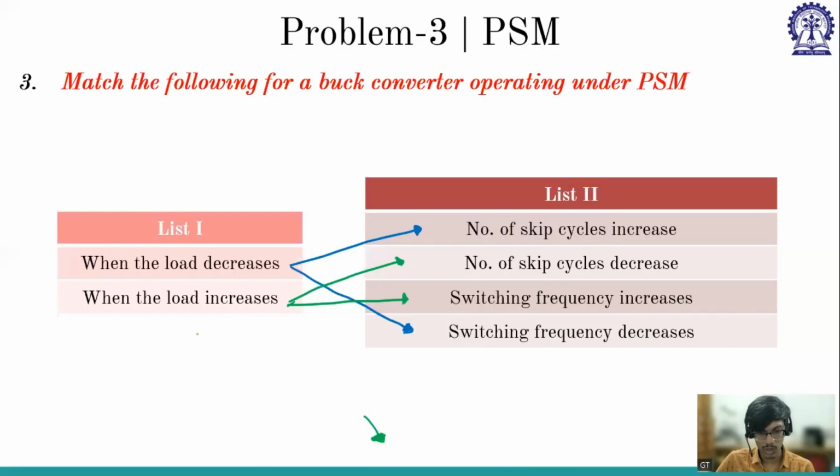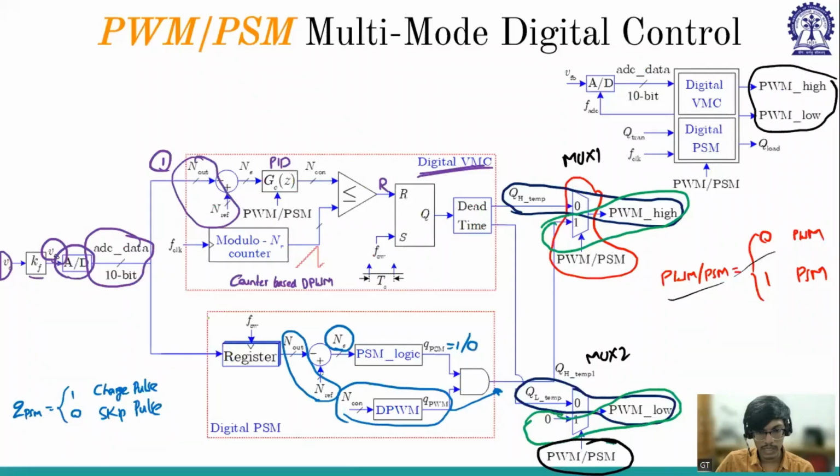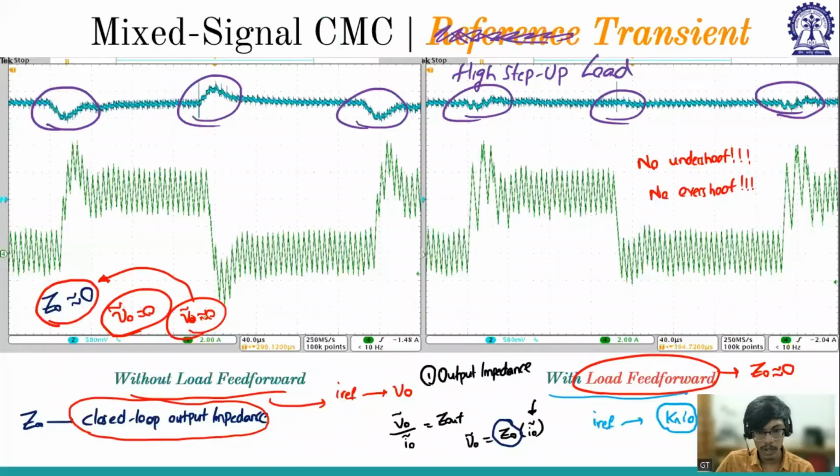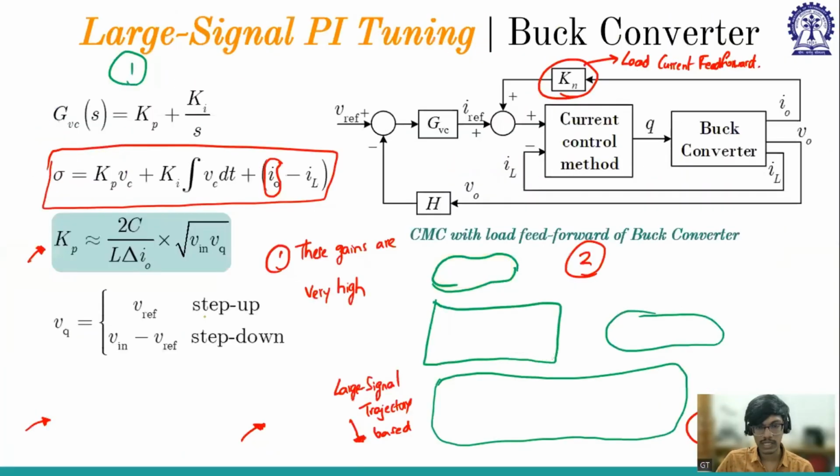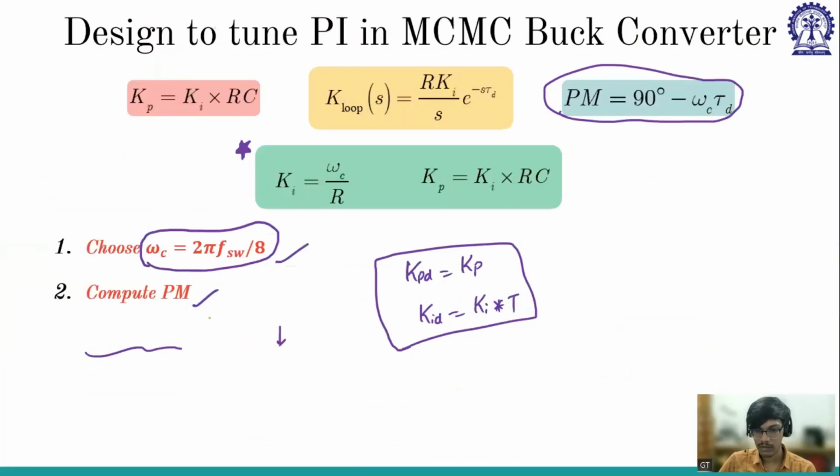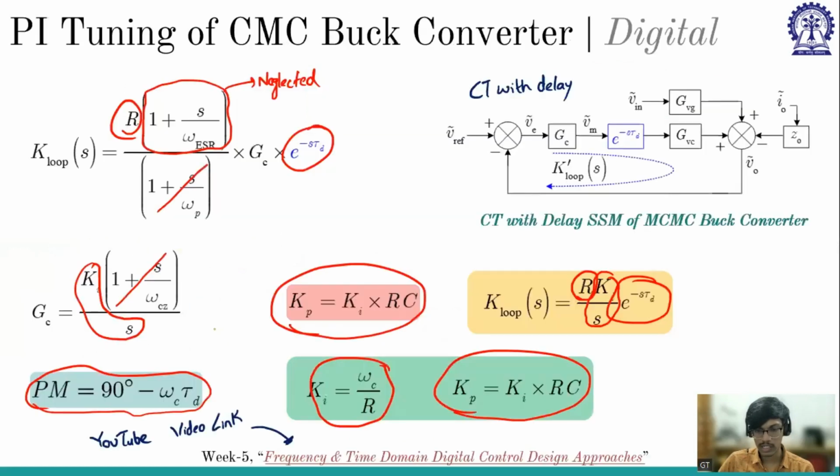Yes, good question. So now what happens is, let me just go back to that small signal model. If it is a disturbance, then it will damp out that disturbance and it will go to the previous stage.